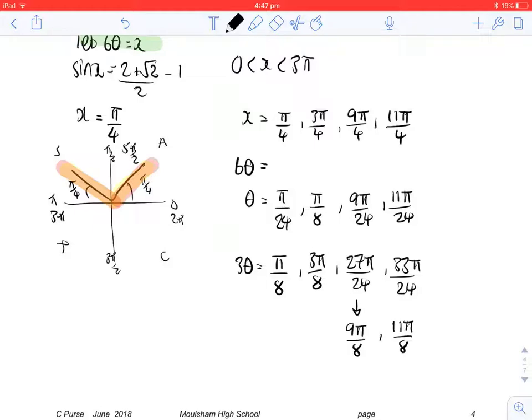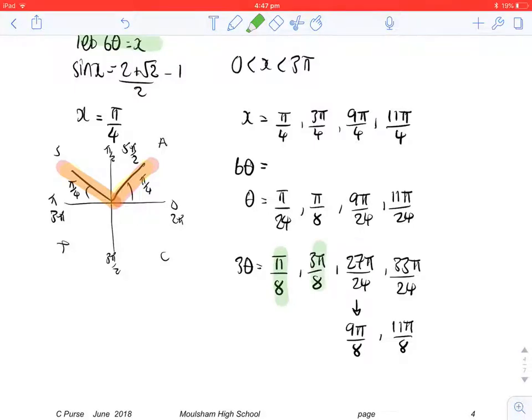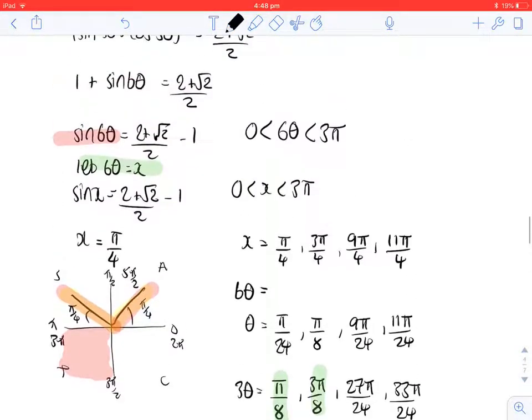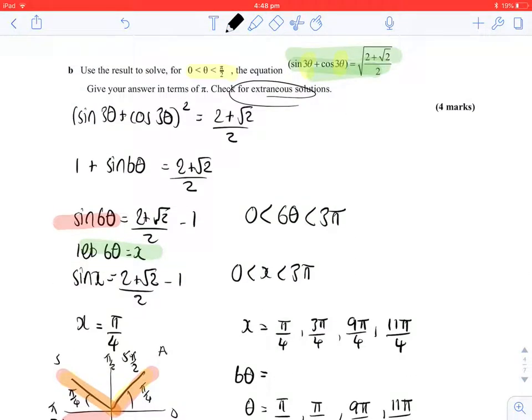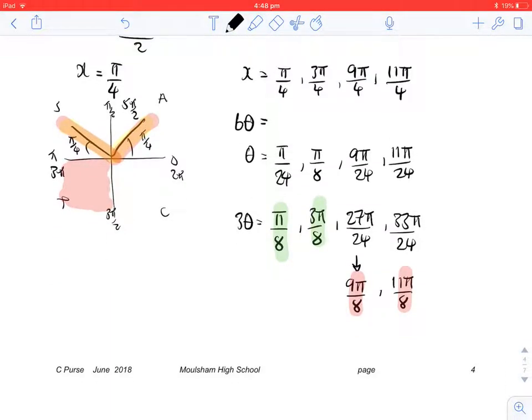Now, if we look at the quadrants in which they're going to sit, the first two are fine because these are both going to sit in the All quadrant, because we've got both of them being less than a half pi. However, we have issues with these two values here because those values are going to sit in the Tan quadrant over here because they're between pi and 3 pi over 2. That therefore means that sine and cos are both going to be negative, and you can't have a square root solution to that. So those are extraneous values.